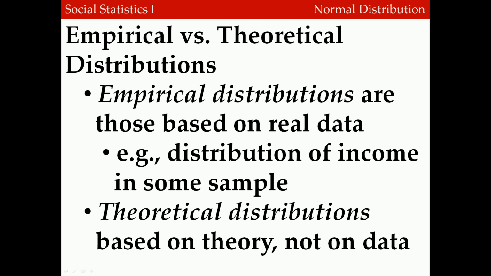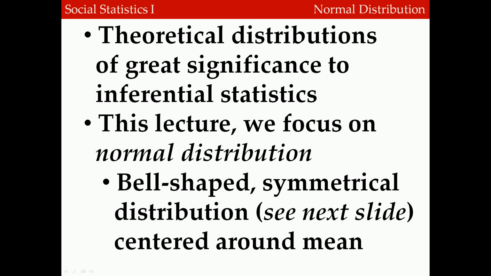An empirical distribution is one that's based on real data. For example, something like the distribution of income for some group of people at a particular point in time and place. While a theoretical distribution is one that's based on theory, not data. Theoretical distributions are of great significance for inferential statistics, and in this lecture we're going to focus on one particular theoretical distribution, the normal distribution.